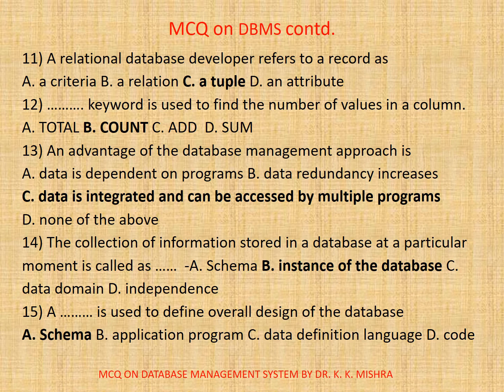Question number 14. The collection of information stored in a database at a particular moment is called as options are A. Schema, B. Instance of the database, C. Data domain, D. Independence. Correct option is B. Instance of database. Question number 15. A dash is used to define overall design of the database.